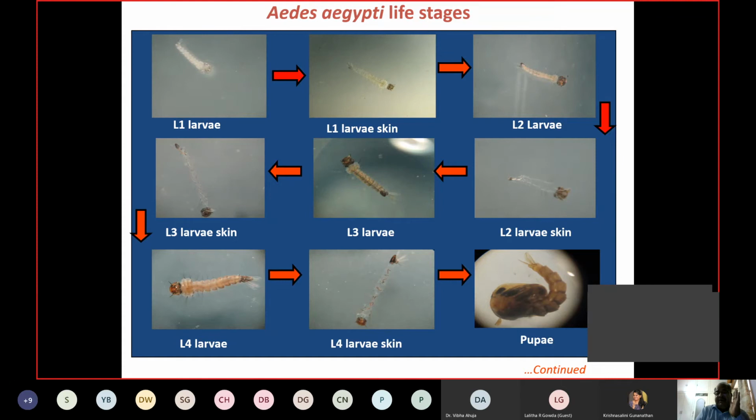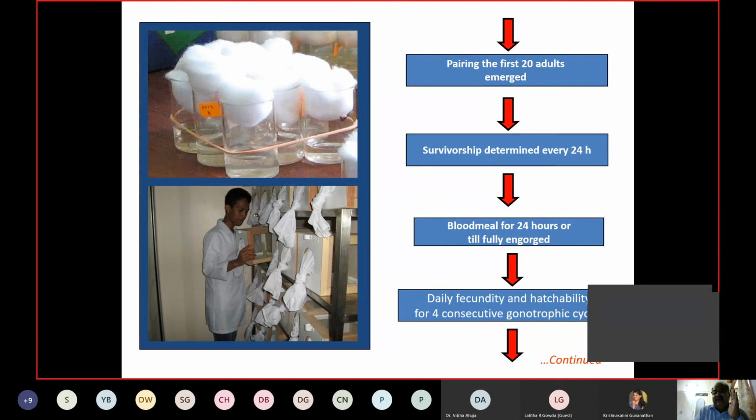L1 is born, L1 to L2 to L3, and then finally L4 is formed, and from the L4 the pupa is formed. Of the adults which are formed, 20 adults will be taken for the experiment. We need to see their development and their survivorship, because they are fed on glucose. Later on, they are fed on the blood meal, and then they are kept for 24 hours, and their fecundity and hatchability are then counted regularly.